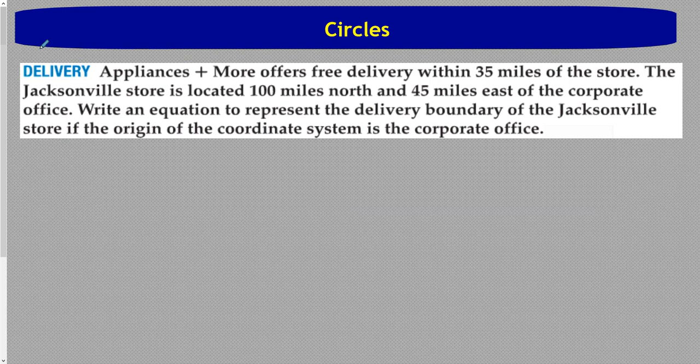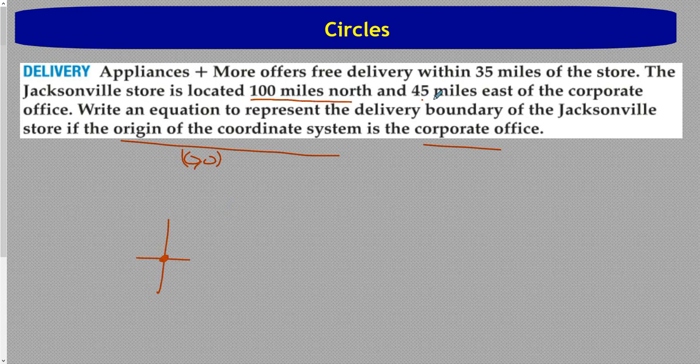Appliances and More offers free delivery within 35 miles of the store. The Jacksonville store is 100 miles north and 45 miles east of the corporate office. Write an equation to represent the delivery boundary of the Jacksonville store if the origin of the coordinate system, meaning 0, 0, right, that's all that means, is at the corporate office. So we've got a little 0, 0 here. That's our corporate office. Jacksonville is 100 miles north and 45 miles east.